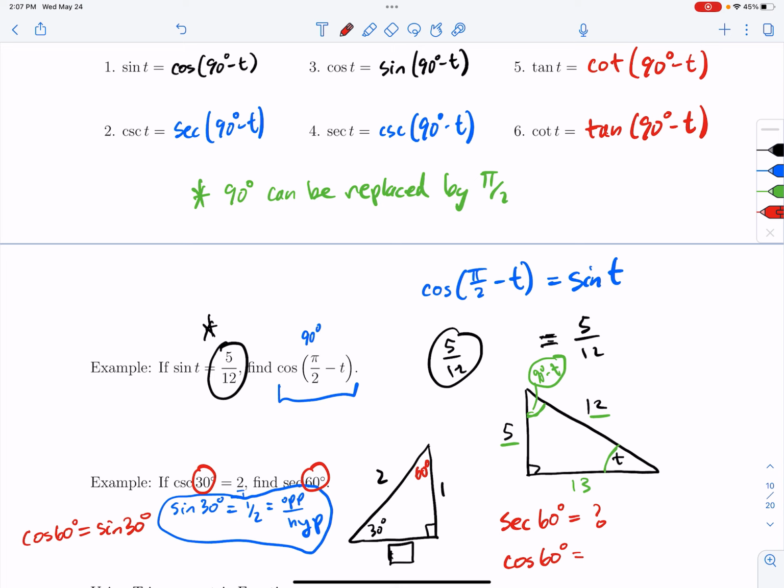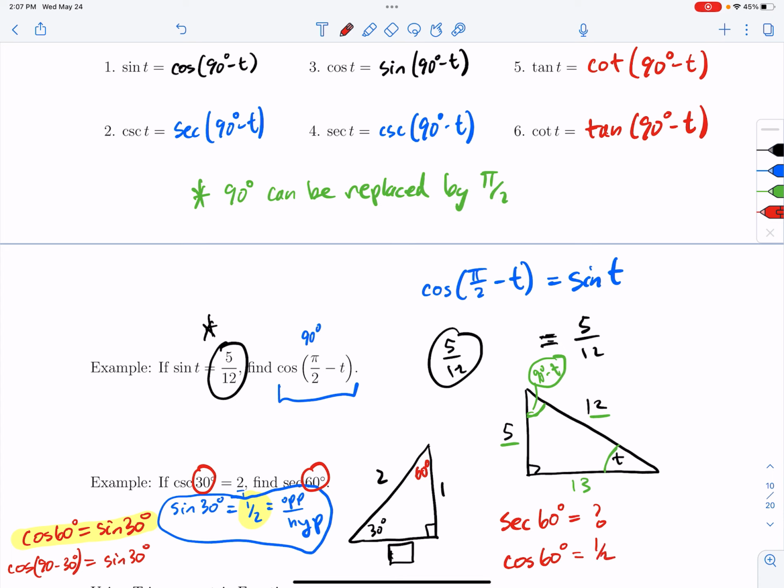Okay, if you don't see that, well, I know that sine of 30 degrees, that's my angle, is going to be equal to cosine of 90 minus 30, just using those cofunction relationships. So I know that cosine of 60 is equal to sine of 30. If sine of 30 is equal to 1/2, that means cosine of 60 is also equal to 1/2.